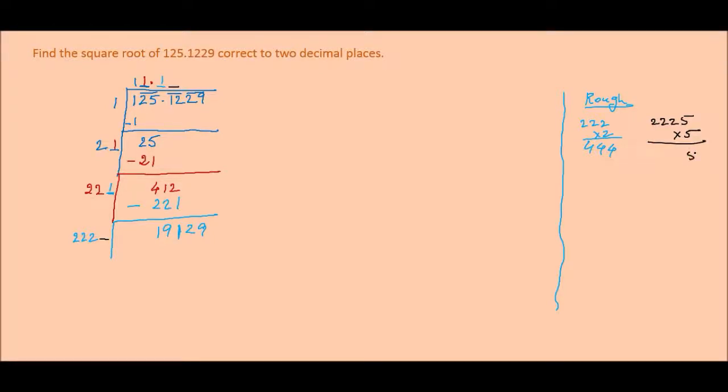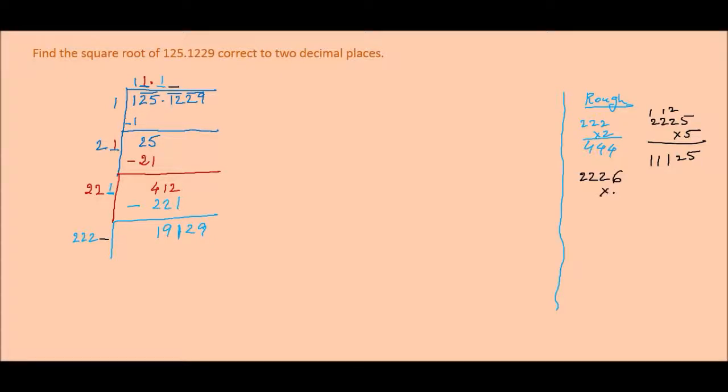5 times 5 is 25. 5 times 2 is 10 plus 2 is 12. 5 times 2 is 10 plus 1, 11. 5 times 2 is 10 plus 1, 11. So it is 11125, which is less than 19129. Let us try 6.